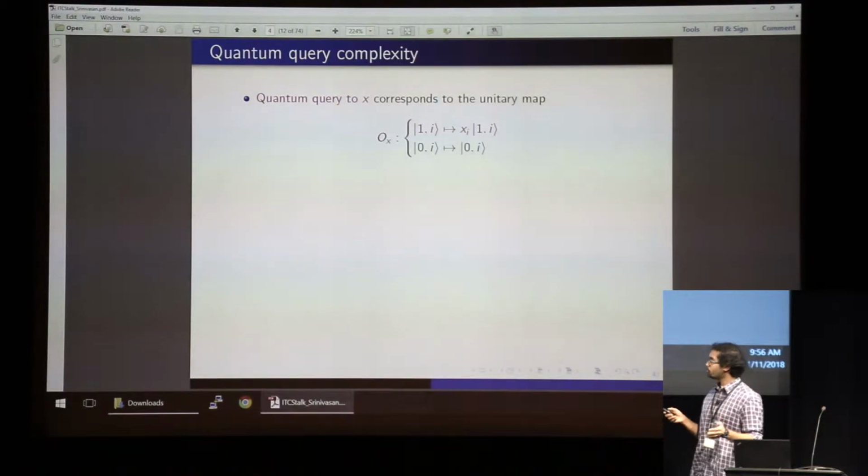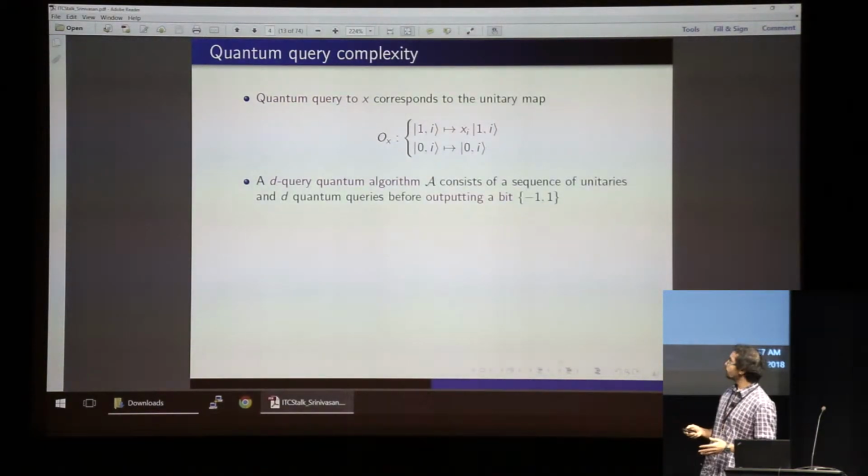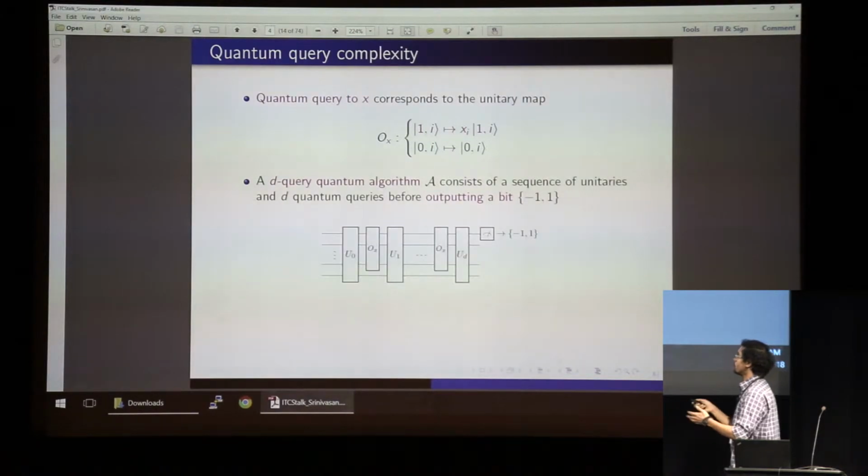It is just a unitary map that takes two registers, 0 and i. When the first register is 0, nothing happens. And when the first register is 1, it is just a classical query. On input i, it gives us x_i. And the reason it's defined this way is because it's just a unitary map. And a quantum query algorithm just consists of unitaries and quantum queries. So a D-query algorithm consists of D quantum queries and D+1 unitaries, and it concludes by just outputting a bit plus or minus 1.